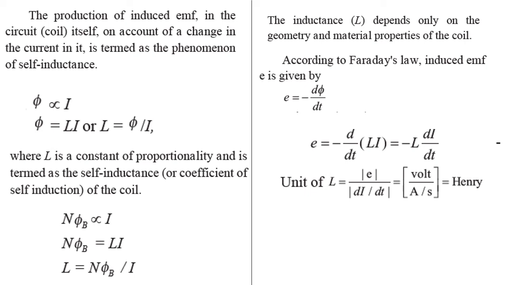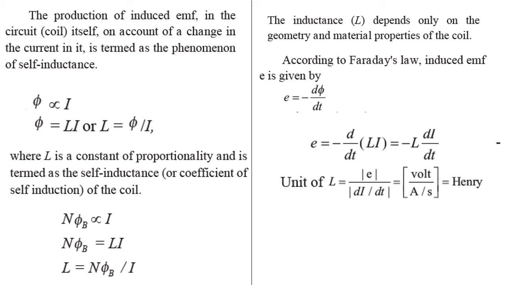If the coil has n turns, then n times phi B is directly proportional to I. Therefore, n times phi B is equal to L I. Therefore, the coefficient of self-induction L is equal to n phi B upon I. The inductance L depends on the geometry and the material properties of the coil.